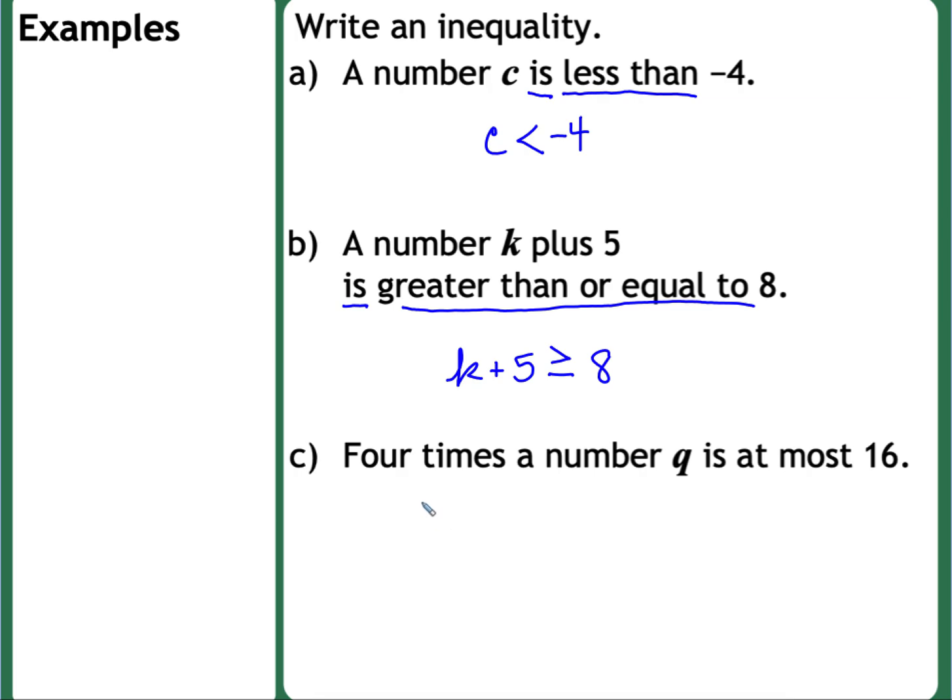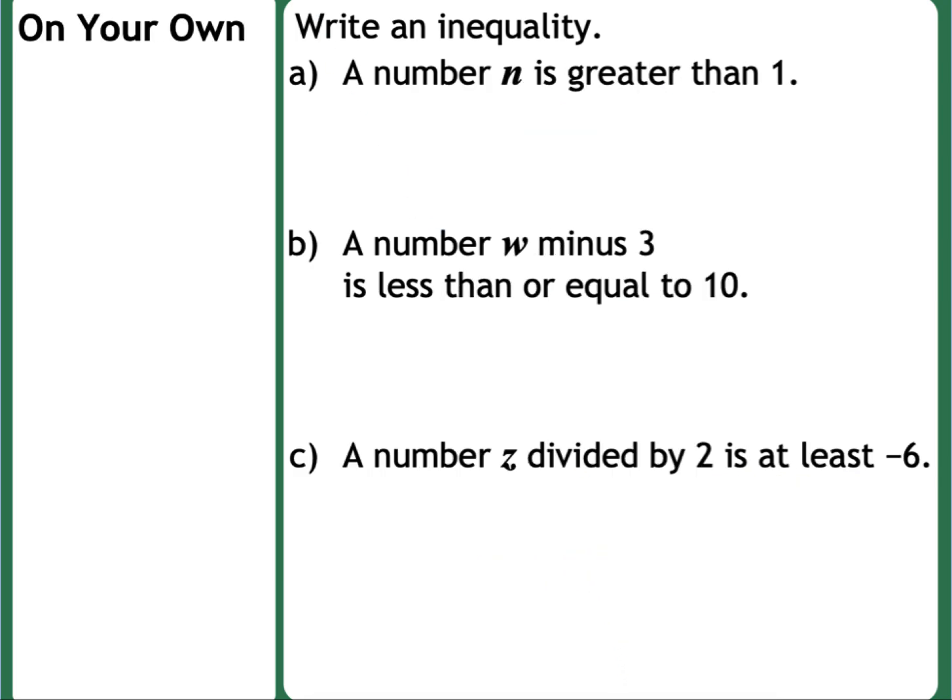And last but not least, 4 times a number is at most. That's one of these tricky ones. It sounds like it's going to be greater than or equal to, but remember, if I have at most $16, that means I have less than or equal to $16. Okay, now on the left-hand side, I have 4 times the number Q, which is going to be 4Q, is at most 16.